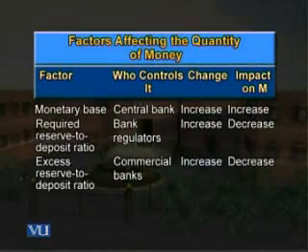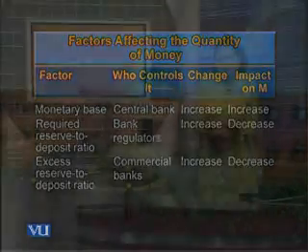Then the third factor is the excess reserve to deposit ratio. Now, this is decided and controlled by the commercial banks themselves. Now, if again we look at a change and the change is an increase, what is going to happen to the quantity of money? It is going to decrease because we see that it is in the denominator and there is an inverse relationship. Logically speaking, when banks keep more with themselves and less will be lent out, then overall deposit creation will be slower and the quantity of money will also decrease.